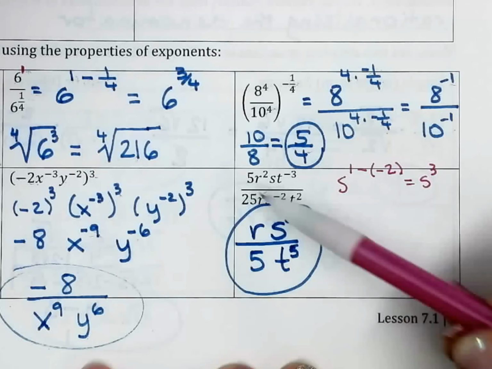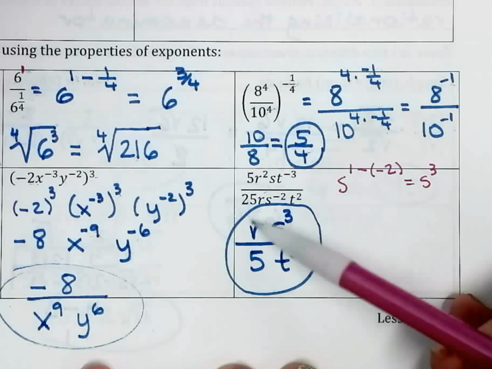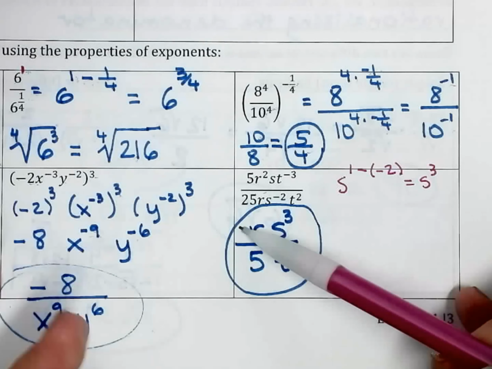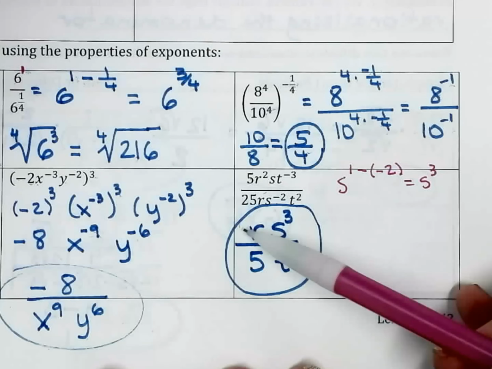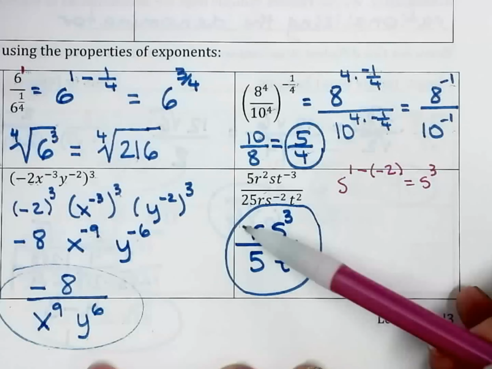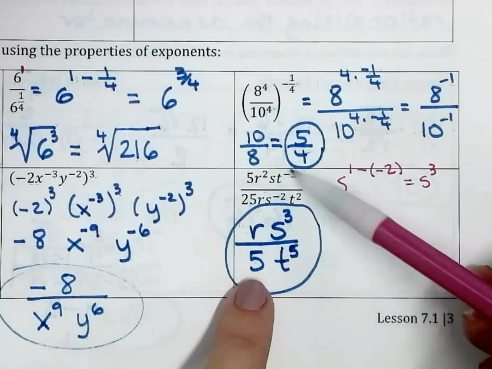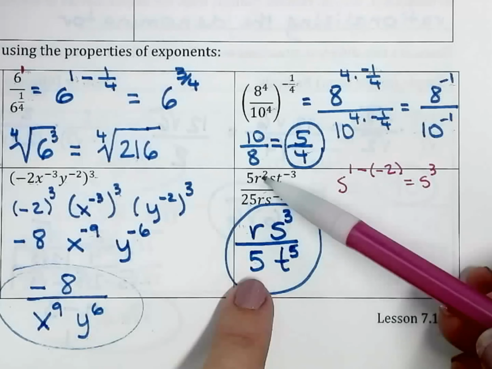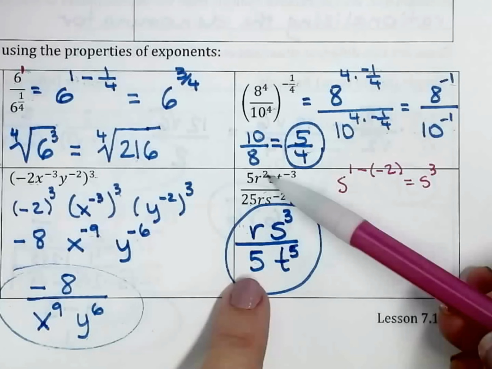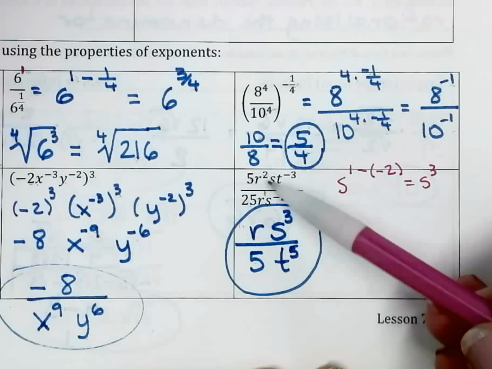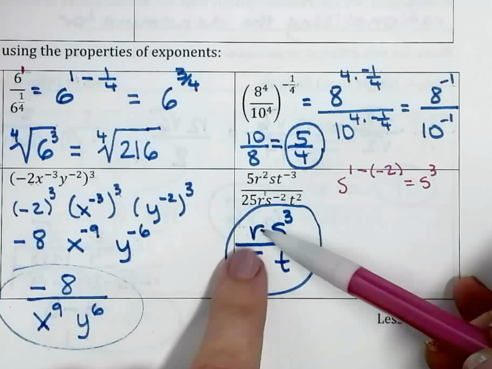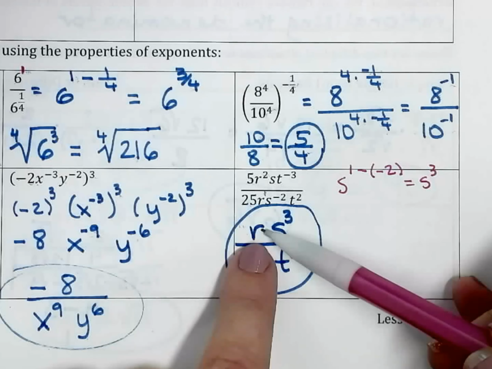Last one. I simplify the fraction here first. 5/25 is 1/5. Because it's 1 in the numerator, I don't have to write it. So I just have the 1/5 right there. Because I divide, it's the quotient rule, so I subtract the exponents. I have 2 right there, and I have an invisible 1. So 2 minus 1 is 1. So just r right there in the numerator.